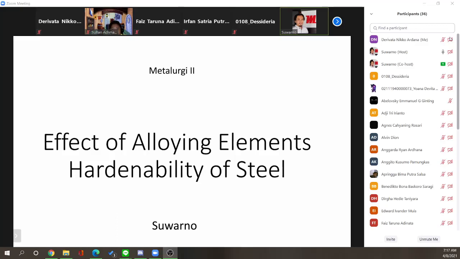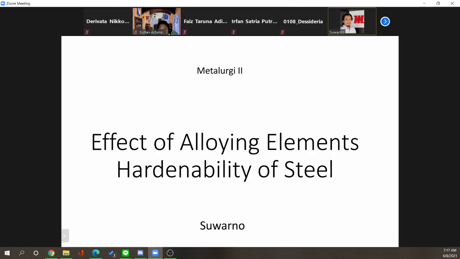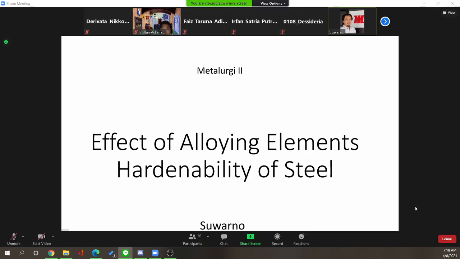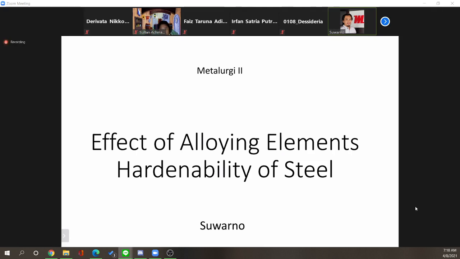overall microstructure and also to the IT or TTT diagram. We have discussed a little bit about that last week, but we will give more understanding on that matter again this morning. If you have any question from the previous lecture, I will be happy to answer. If not, then we will continue.